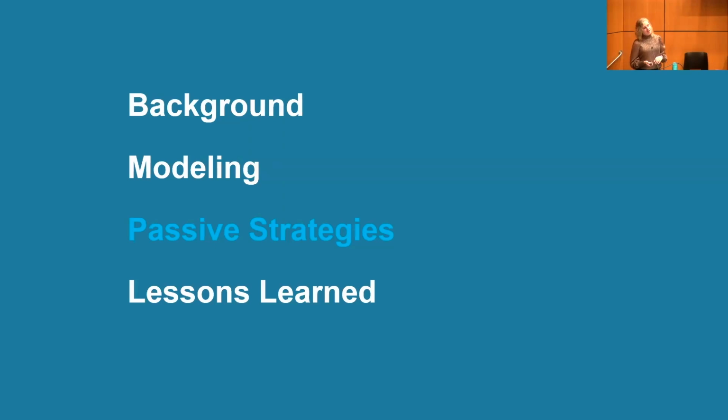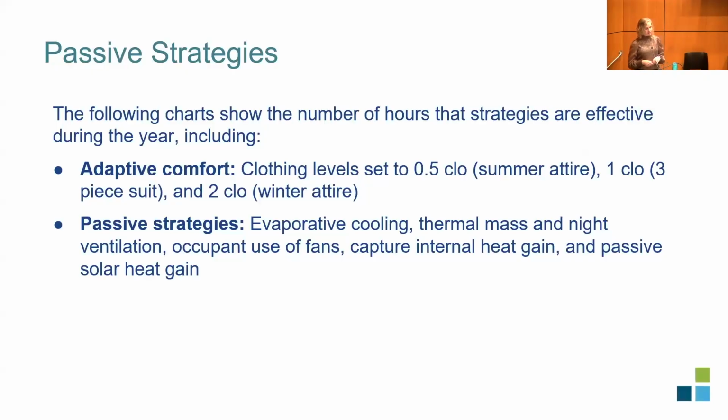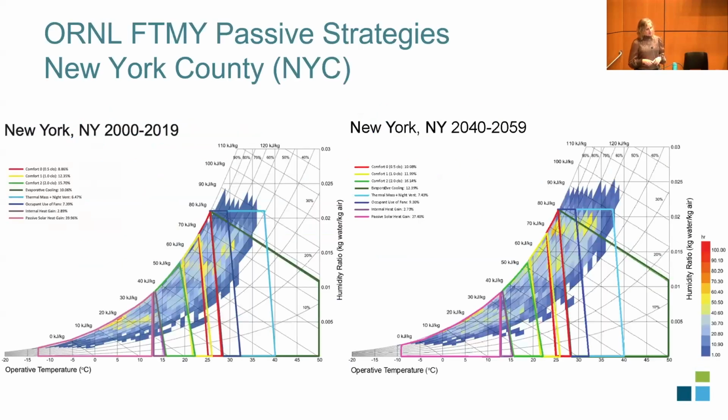The next thing we wanted to understand was, okay, we have a sense of what it looks like from an energy perspective, an emissions perspective, and peak demand, but what does this mean for the available passive strategies for a building like this? The next part of the analysis was a psychrometric chart analysis, where we looked at two different sets of passive strategies. The first was simple adaptive comfort, where you're changing what you're wearing in the building to see how comfortable you are. The other was looking at the available passive strategies for the building design. Can you use evaporative cooling? Can you use thermal mass and night ventilation? Things like that. So here's an example in New York.